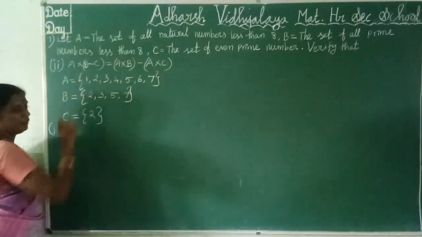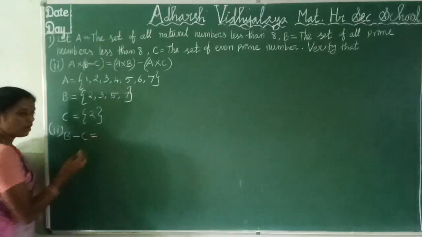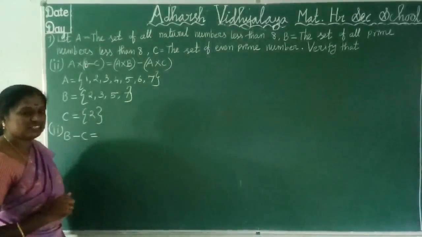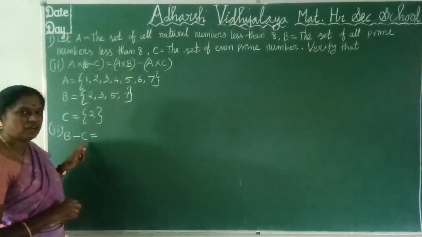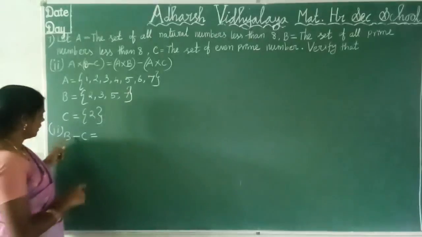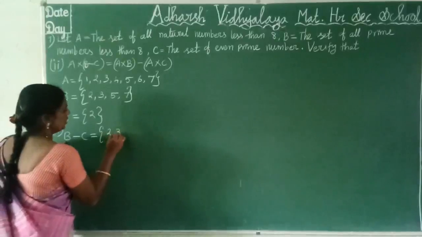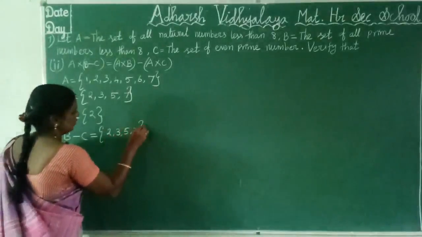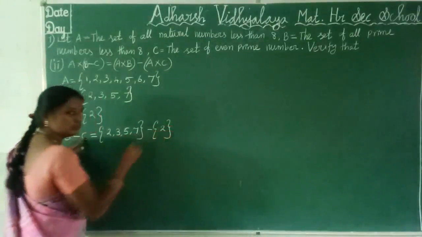So first you want to complete the bracket, B minus C or B difference C. What is the definition of difference? The elements that belong to the first one but not to the second one. So write the B side: 2, 3, 5, 7. Difference C: 2.